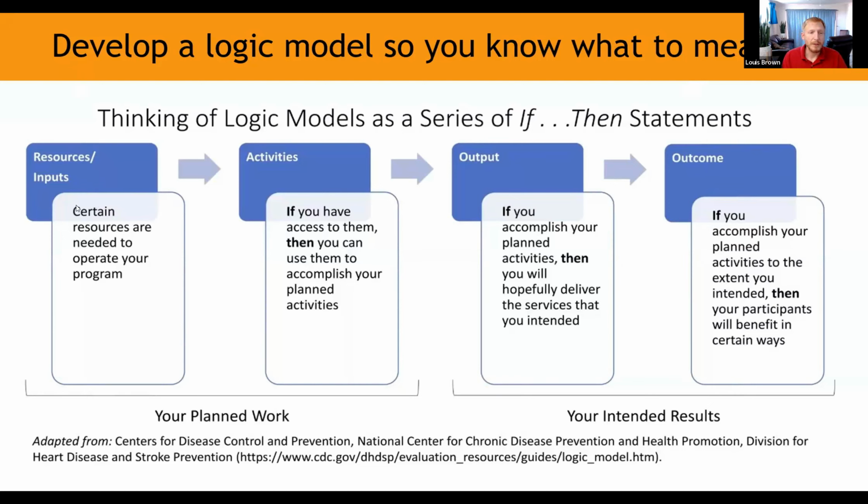You have certain resources or inputs that you need to do a training or group, and if you have them, then you can do particular activities. And if you take people through these training activities, then you would expect that, if your recruitment's successful, you would deliver services as intended, and reach a certain number of people with your training or your group. And then if they go through your group, you would expect certain outcomes. And you can think about both short-term and long-term outcomes.